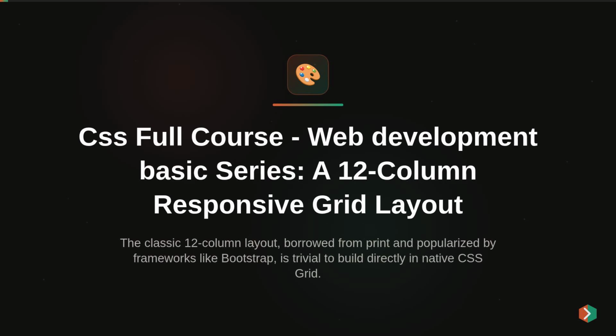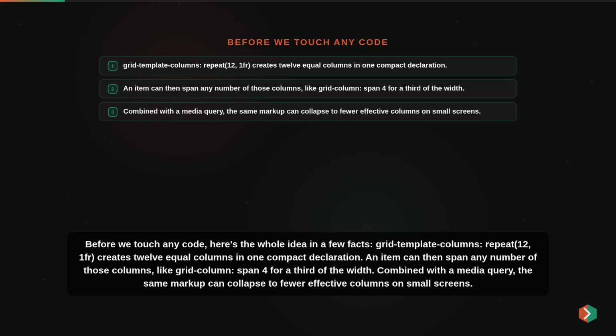The classic 12-column layout, borrowed from print and popularized by frameworks like Bootstrap, is trivial to build directly in native CSS Grid. Before we touch any code, here's the whole idea in a few facts. grid-template-columns: repeat(12, 1fr) creates 12 equal columns in one compact declaration. An item can then span any number of those columns, like grid-column: span 4 for a third of the width. Combined with a media query, the same markup can collapse to fewer effective columns on small screens.